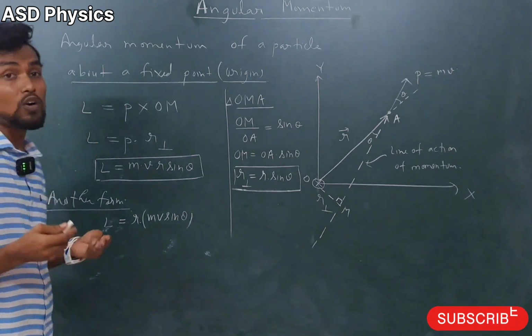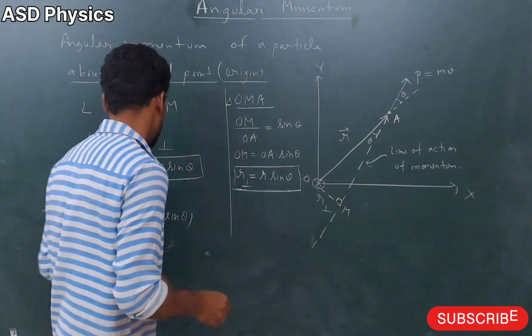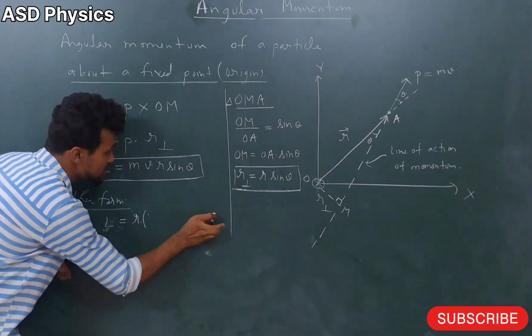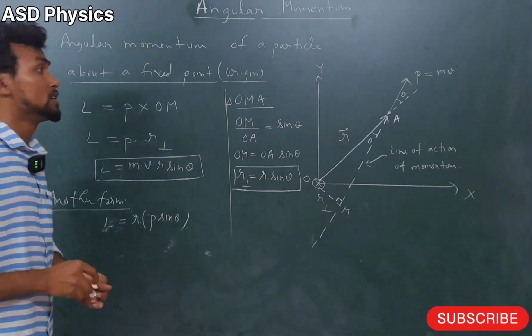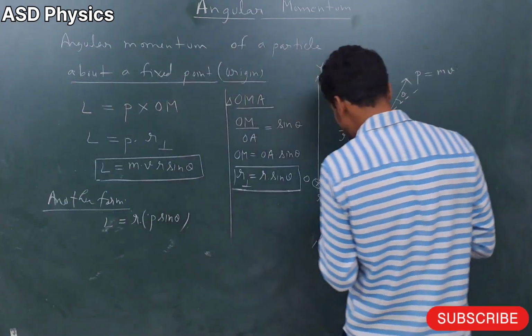What is mv sine theta? Instead of writing mv sine theta, I will just write p sine theta. Then you can see very well, p sine theta. Now, students, what is there? This p sine theta is here.